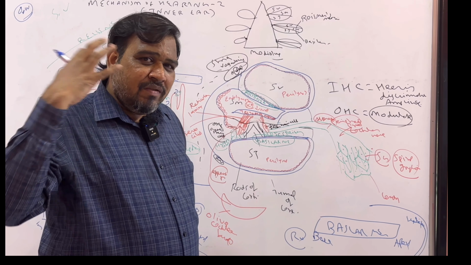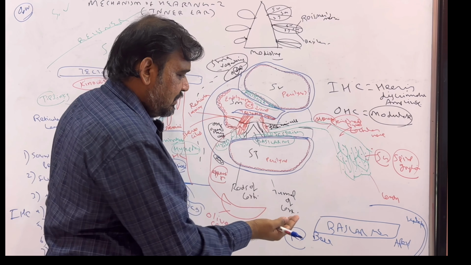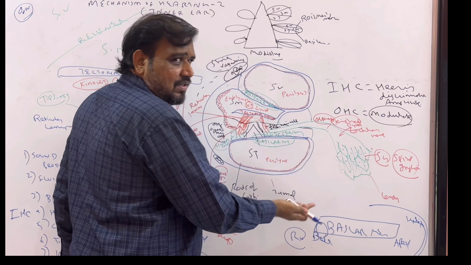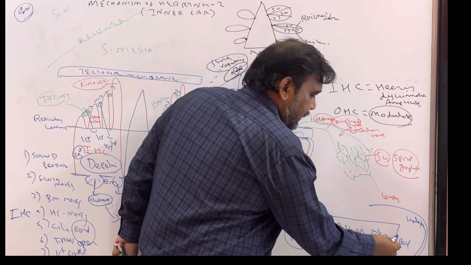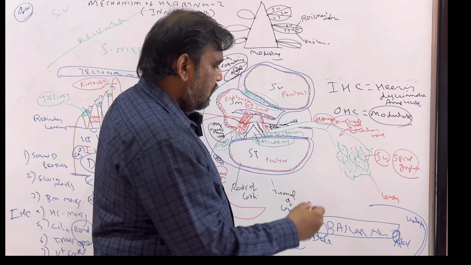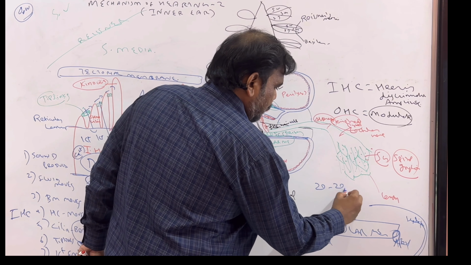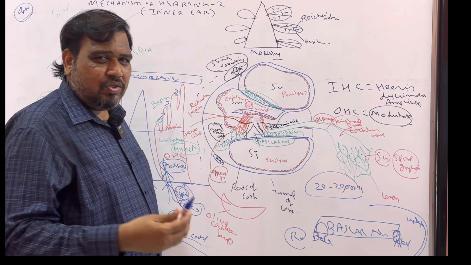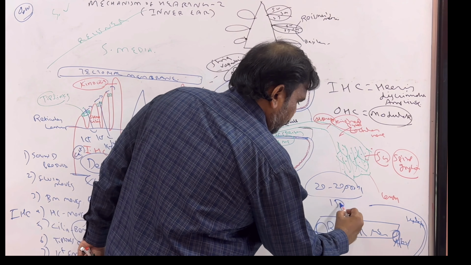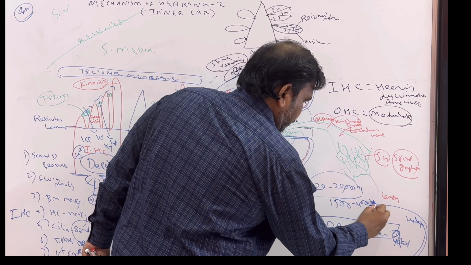For example, when high frequency sound enters, the base of the basilar membrane vibrates. When low frequency sound enters, the apex of the basilar membrane vibrates. Normal frequency is 20 to 20,000 hertz. Now I am speaking to you. This sound is usually 1500 to 4000 hertz, which is normal.